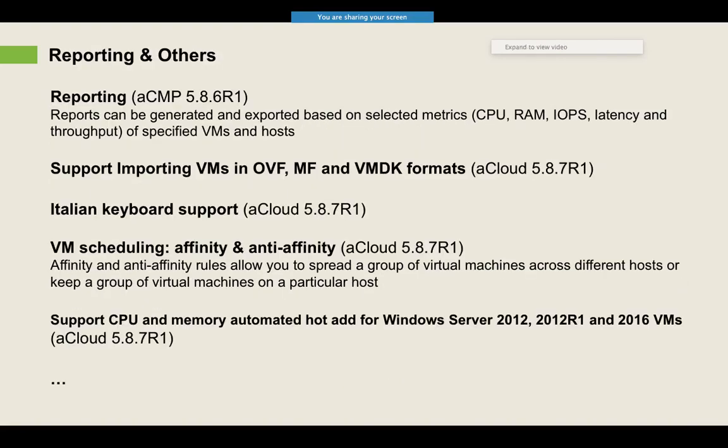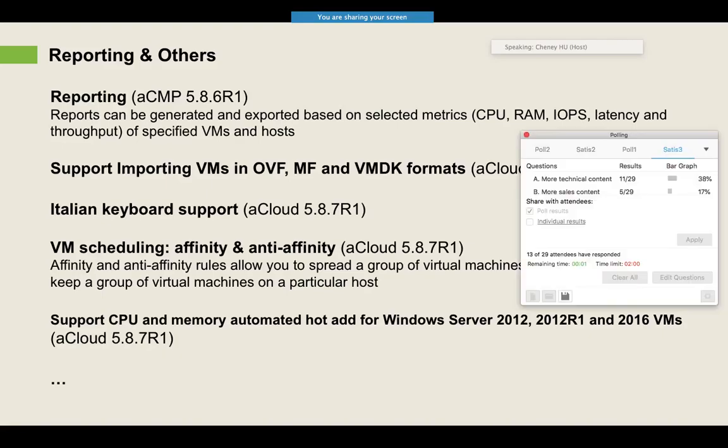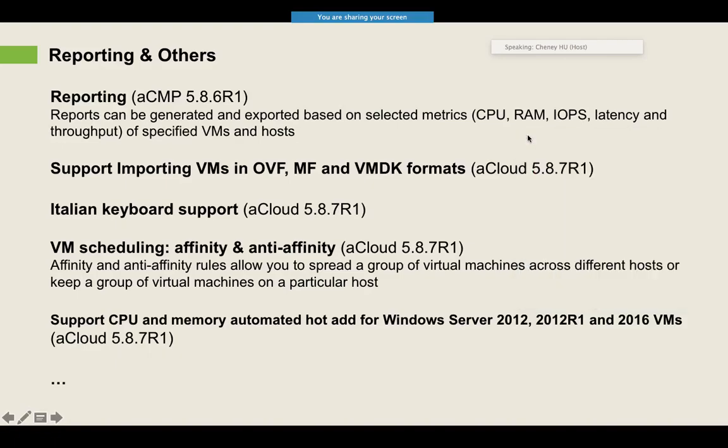And like I said, there are a lot of optimizations and updates on the new version, making the aCloud 5.807 R1 and aCMP 5.806 R1 the most advanced and most powerful version we have ever designed so far. And there are some other features, and I'd like to go through them one by one for you guys. The first one, reporting, and this feature is implemented on aCMP 5.806 R1. It's implemented on the aCMP component, okay? But it doesn't require a license, all right?